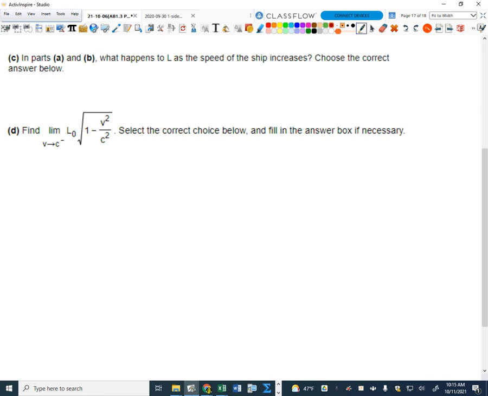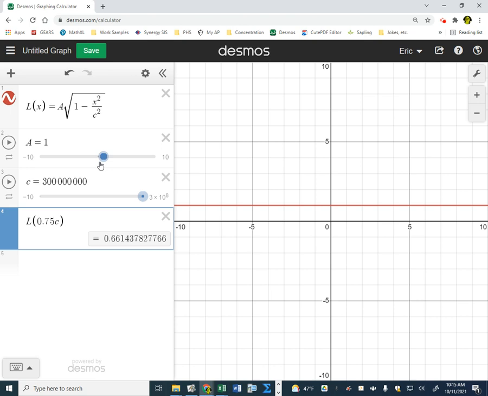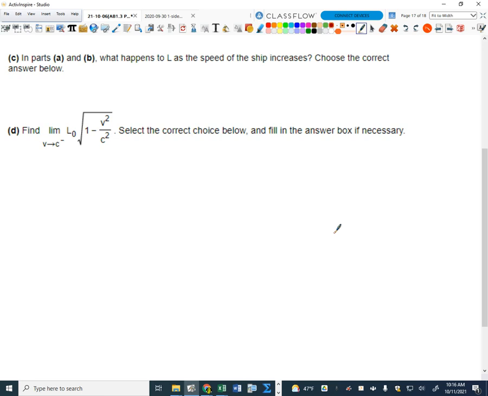Well, I can't really do that using Desmos anymore, because I can't take a limit with Desmos. I could get really close. I could say 99% the speed of light, and then it's only 14% of the original length. Or I could do 99.9% the speed of light, and then it's only about 4.5% of its original length. I could keep doing that, but I'm really just plugging in numbers. I'm not getting an actual answer to my limit. So this is where we've got to use calculus, because we have to actually take this limit.